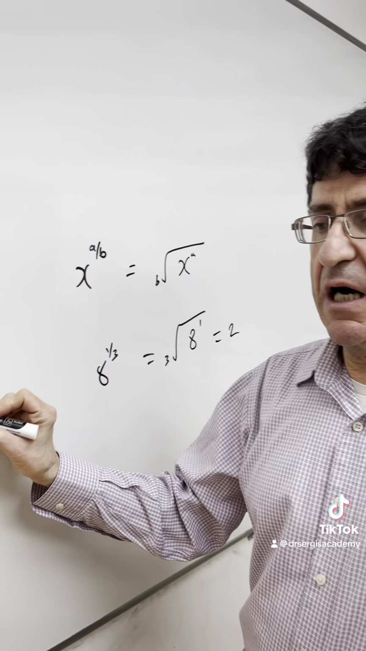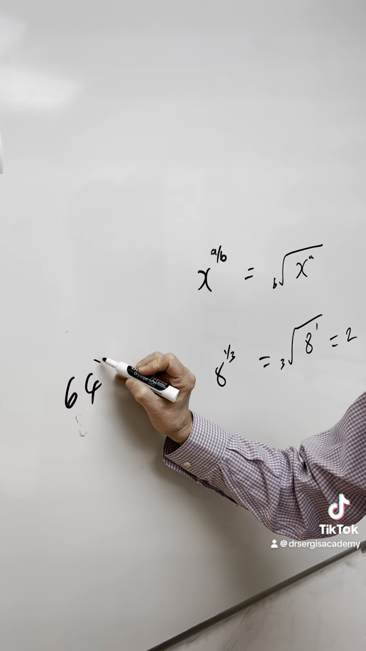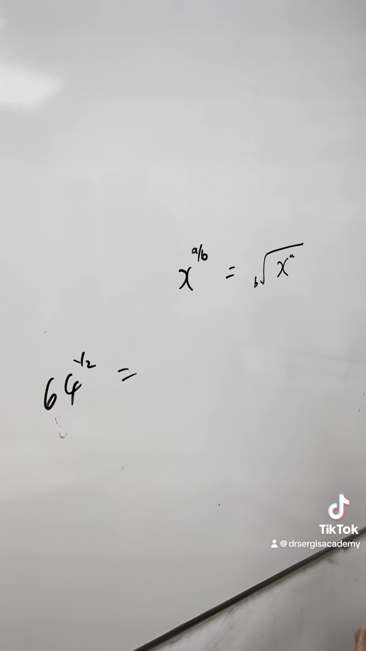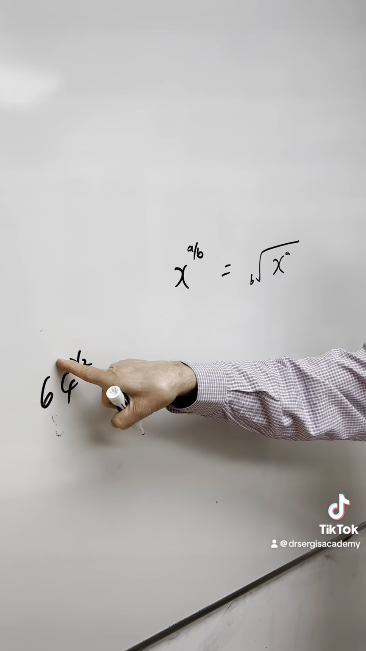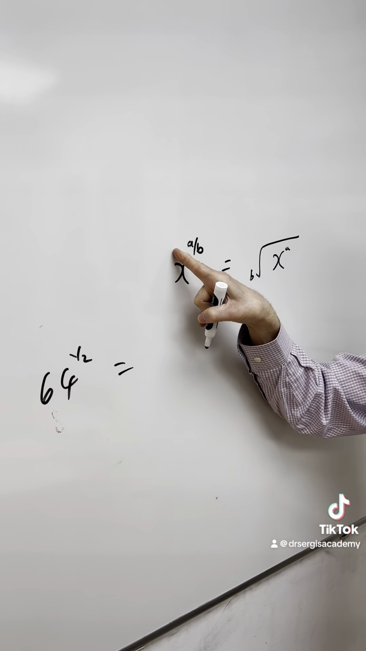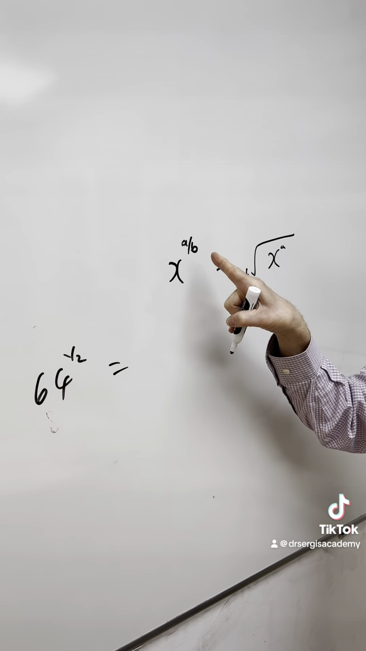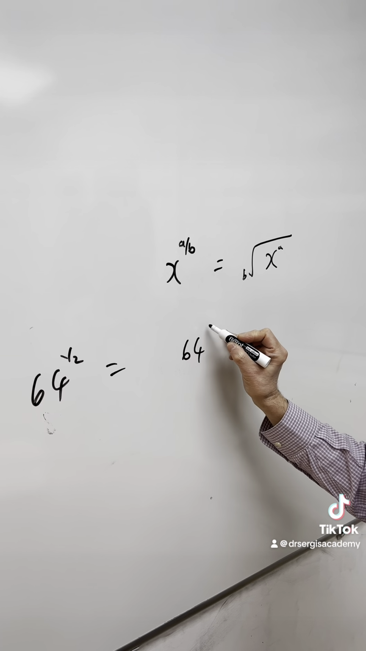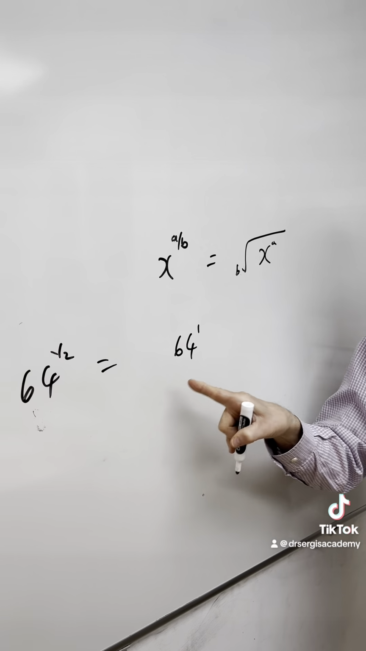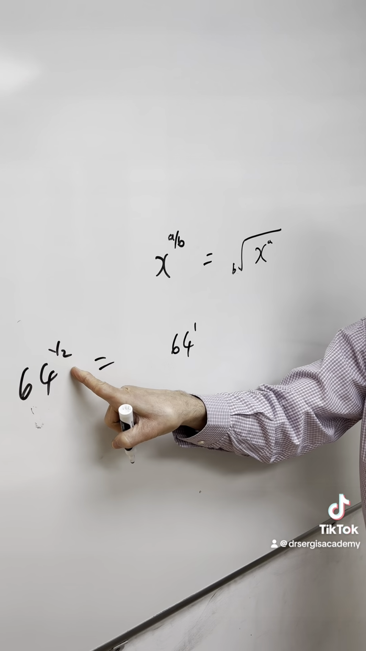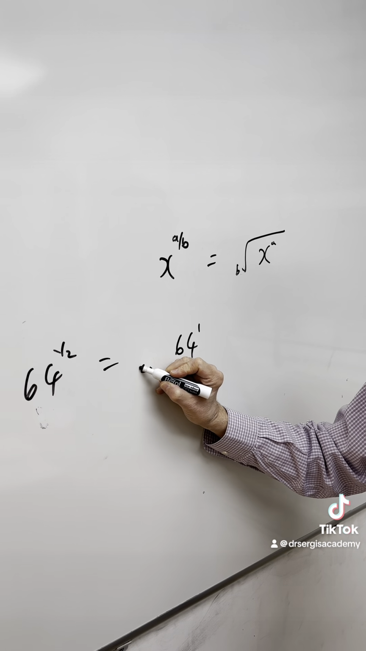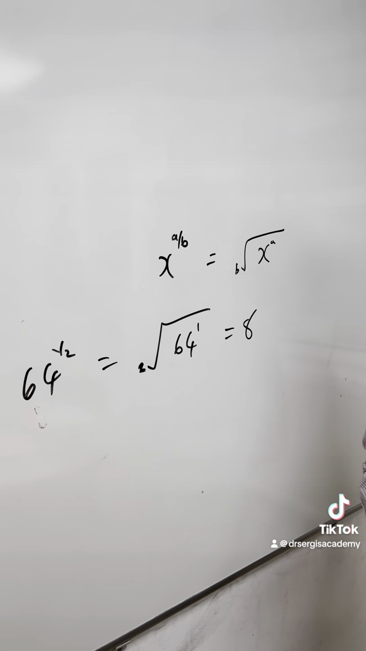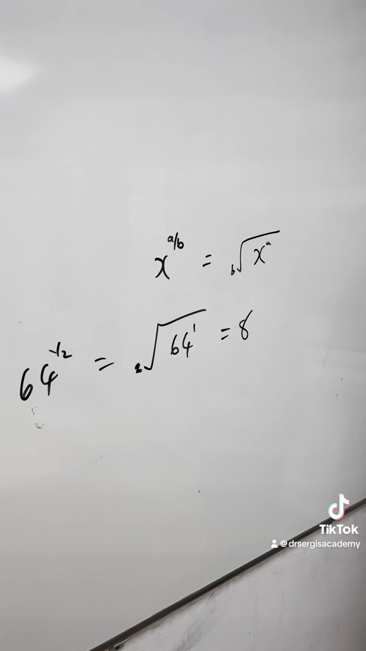If we say 64 to the power of a half, here the fractional index of a half has a as 1, the numerator, and b as 2, the denominator. Remember we said the numerator a represents the power to which the base is raised. So that's 64 to the power of 1. The denominator, which is 2, represents the root. So that reads the square root of 64, which is 8. Therefore 64 to the power of a half is 8.